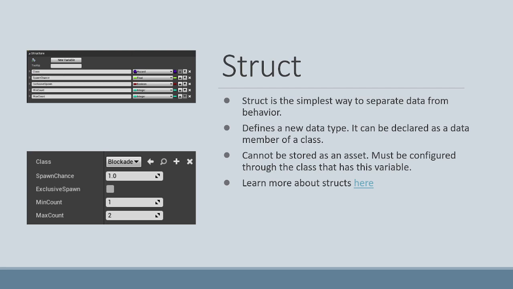Okay? So this is just a list of data that could be used for different classes. Pero this cannot be stored as an asset. Meaning it's not something that you can simply just instantiate and all. You can only configure it sa class mismo.